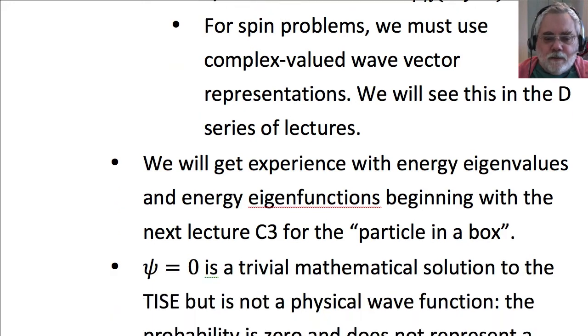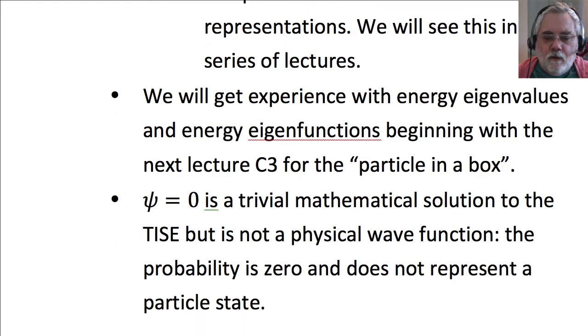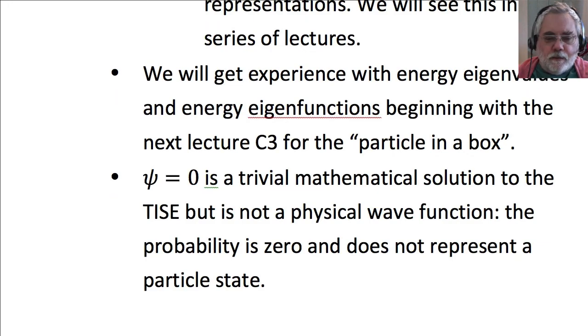Now, psi equals 0 is a trivial mathematical solution to the time-independent Schrodinger equation. Psi appears on both sides, so 0 equals 0 is a valid equation. But psi equals 0 is not a physical wave function. The probability is 0, and it does not represent the wave function of a particle state. So we will never see it again. We will not use it.